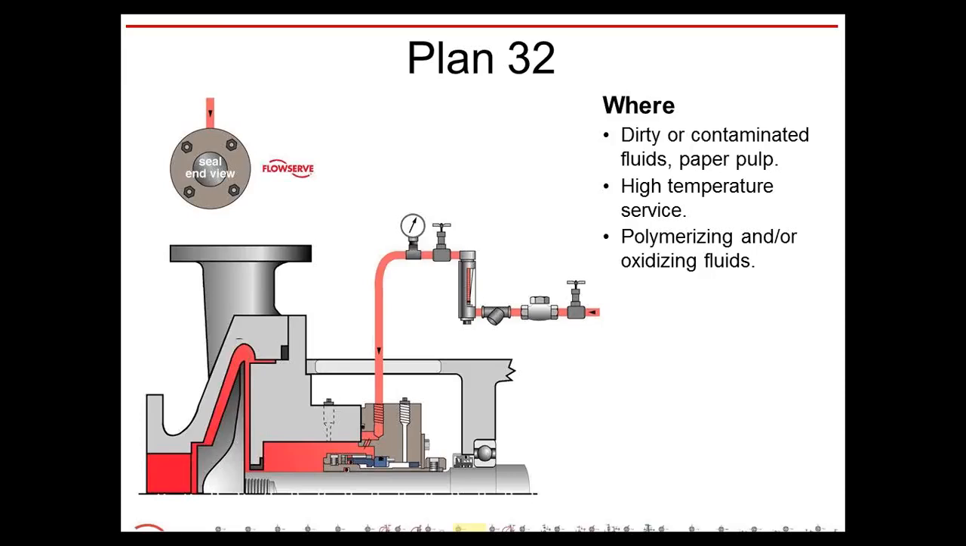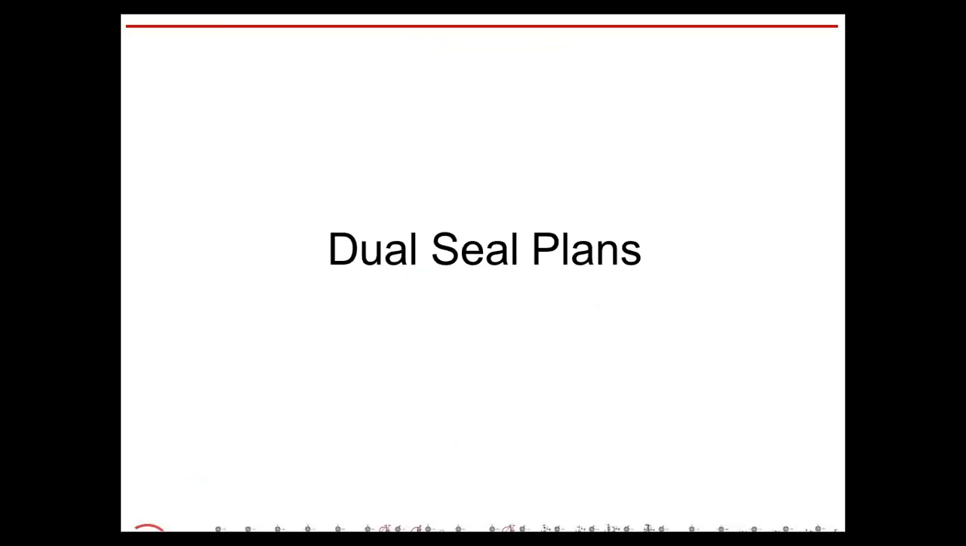The other thing is, if you have leakage, you don't necessarily know where to monitor the leakage from. If one pump is using more than the other one, you have to do a little diagnosis to try to hunt down where you're losing fluid. So enough said about the Plan 32. Now we're going to talk about dual seals.